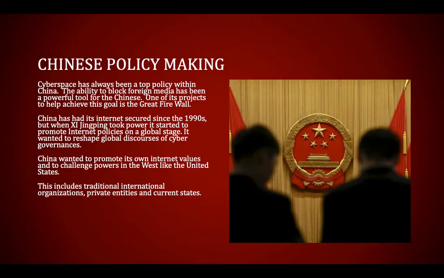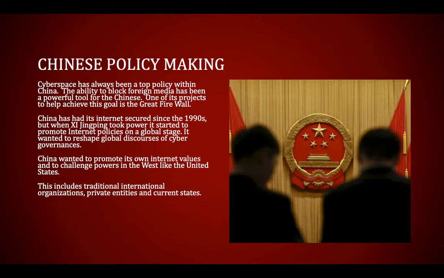All right, Chinese policy making. Cyberspace has always been a top policy within China. The ability to block foreign media has been a powerful tool for the Chinese. One of its projects to help achieve this goal is the Great Firewall. I think we all know about the Great Firewall. It just pretty much blocks all foreign websites and only allows websites that they want their users to see.